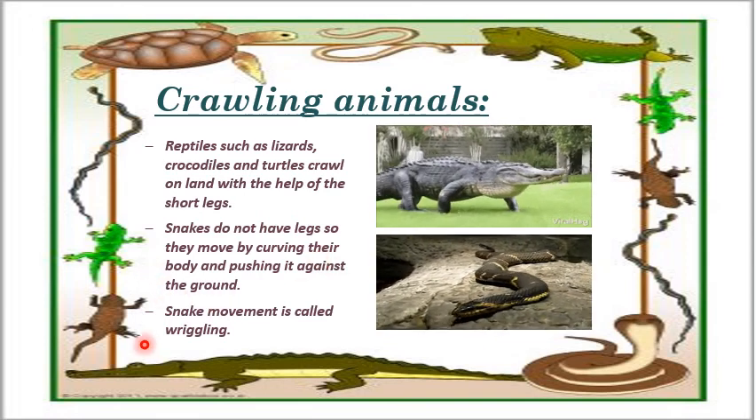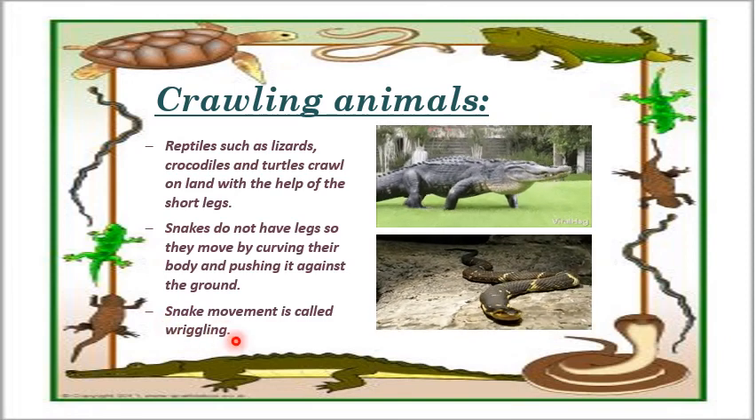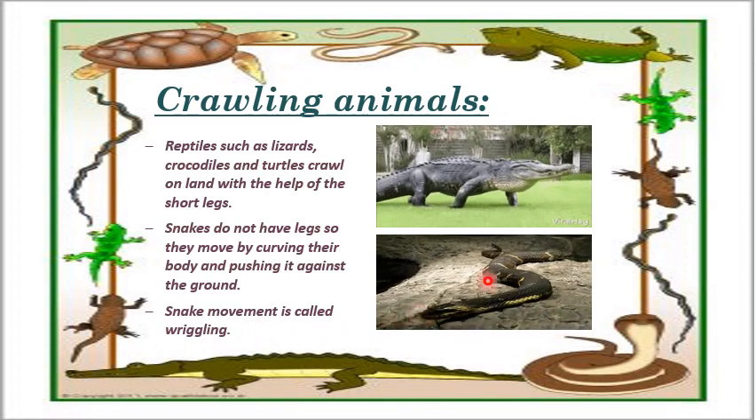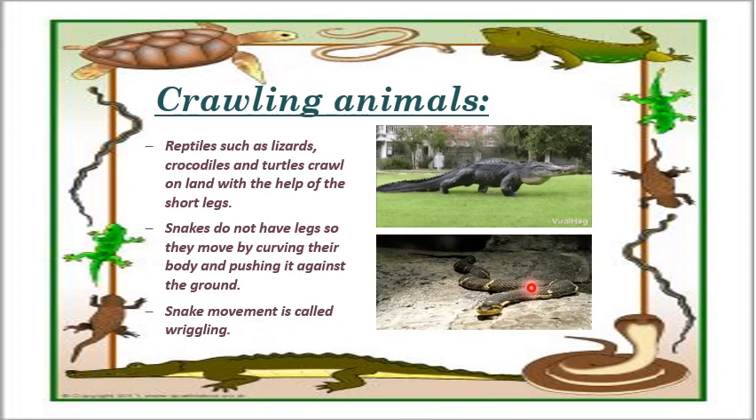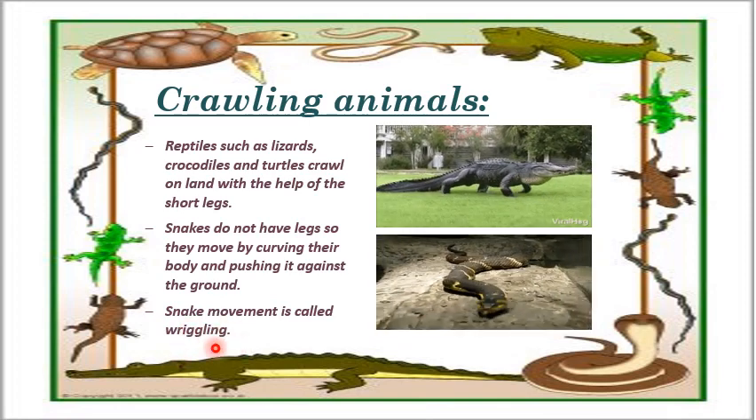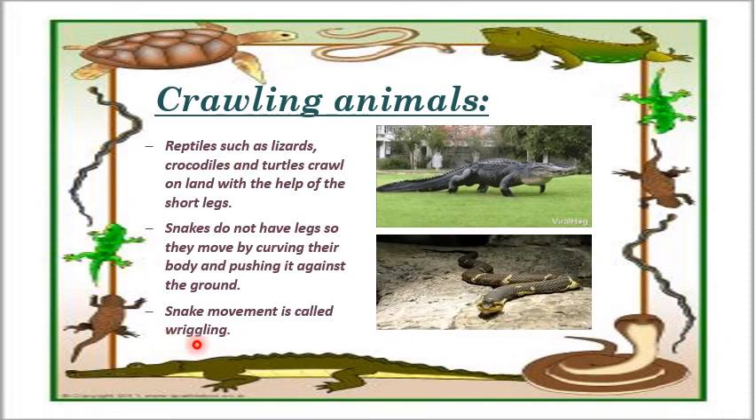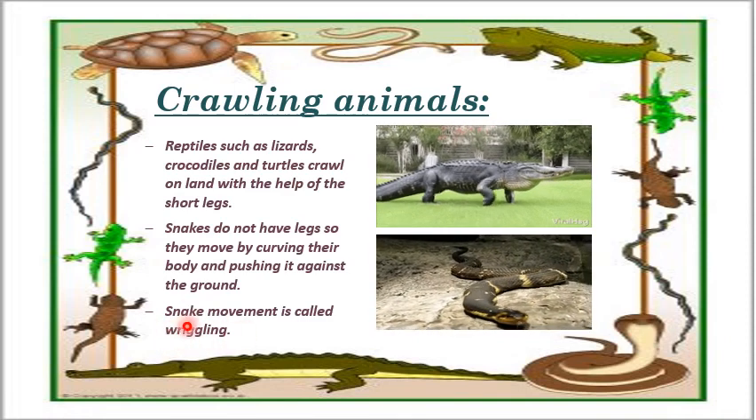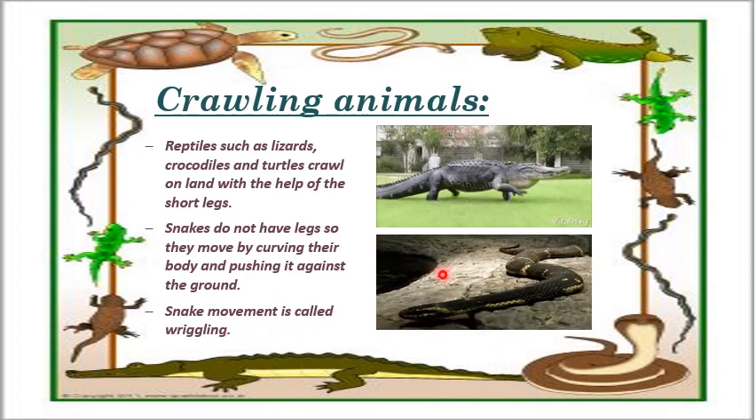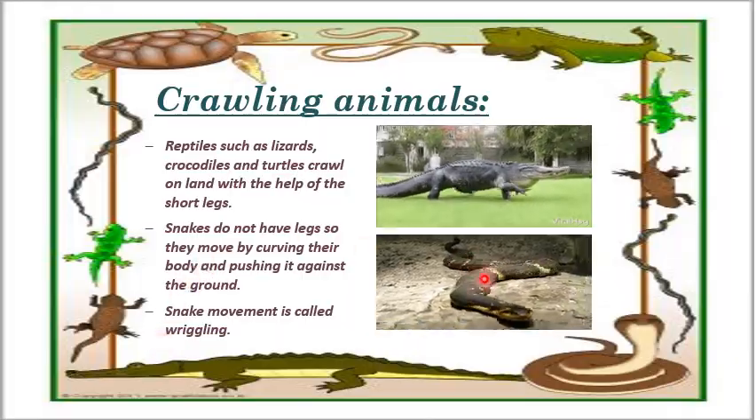And the snake movement is called wriggling. Wriggling is a name of movement, or we can say the worm-like movement is called wriggling. Any worm-like movement, as the snakes do, is called wriggling. So if I ask you what is wriggling and in which animal this kind of movement takes place, you can tell me that snake movement is called wriggling. So snakes do that.